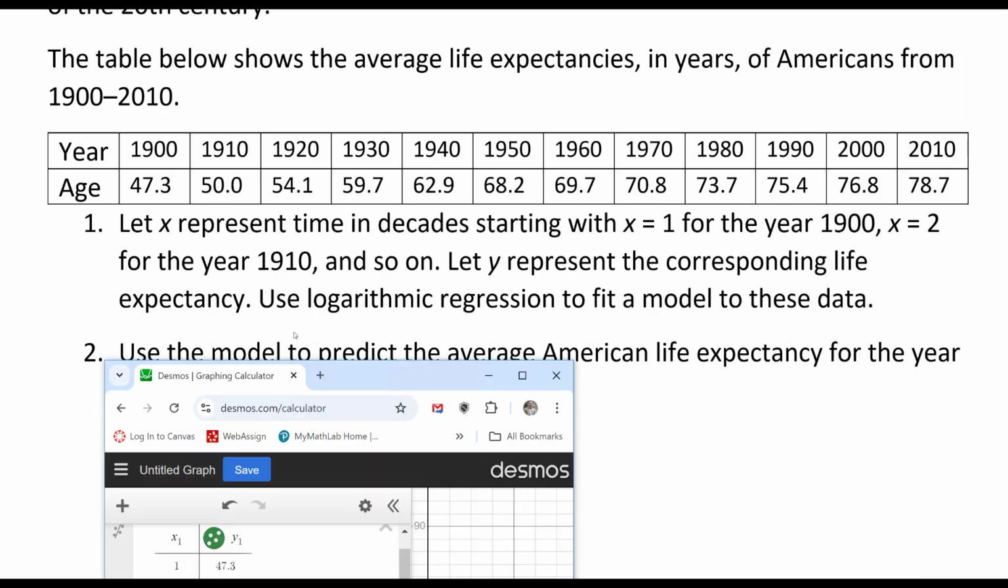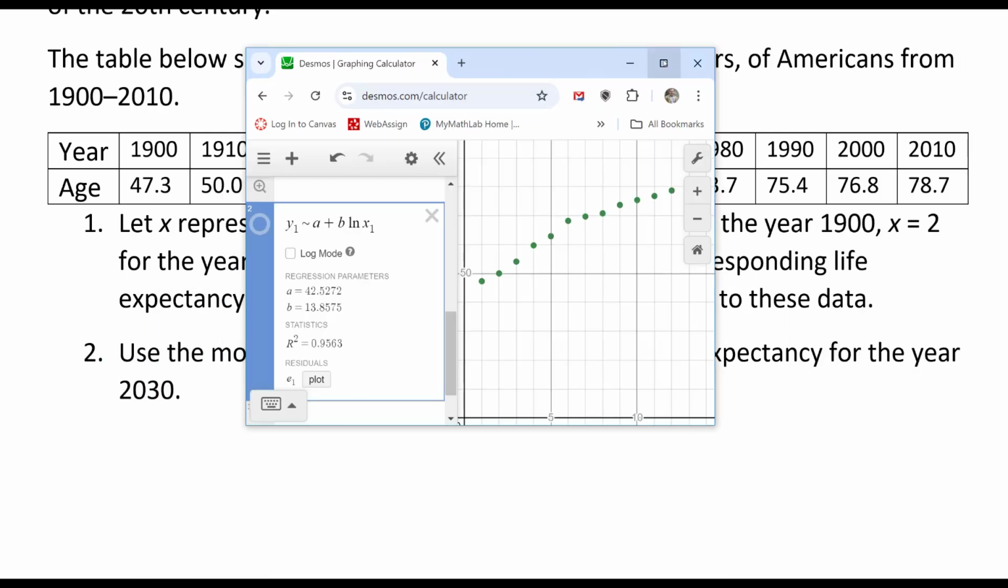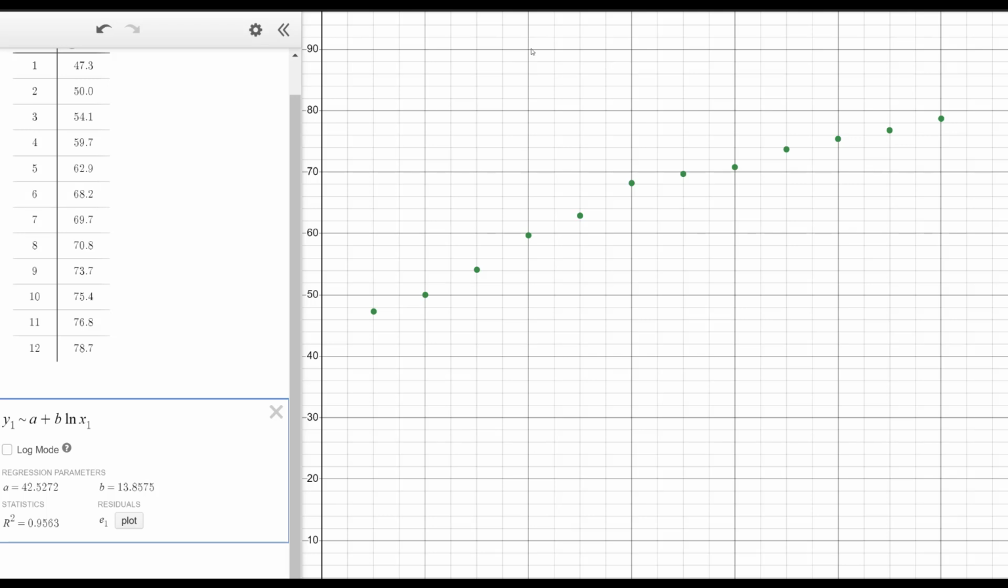I did type the data in, so you don't need to see me do that. It looks like I still fall within the screen. Okay, so you see the data plotted up here, and it's going along. It looks like it is curving out, heading towards an asymptote.